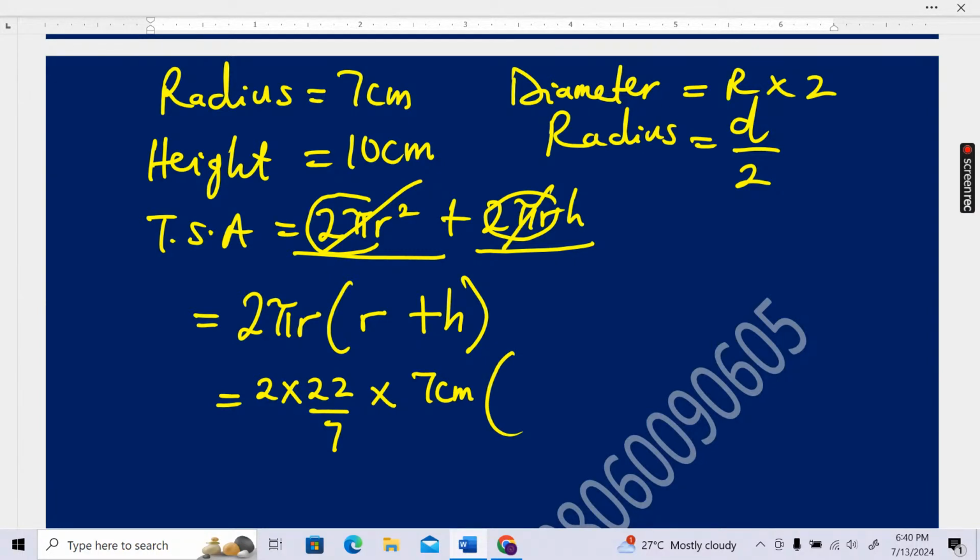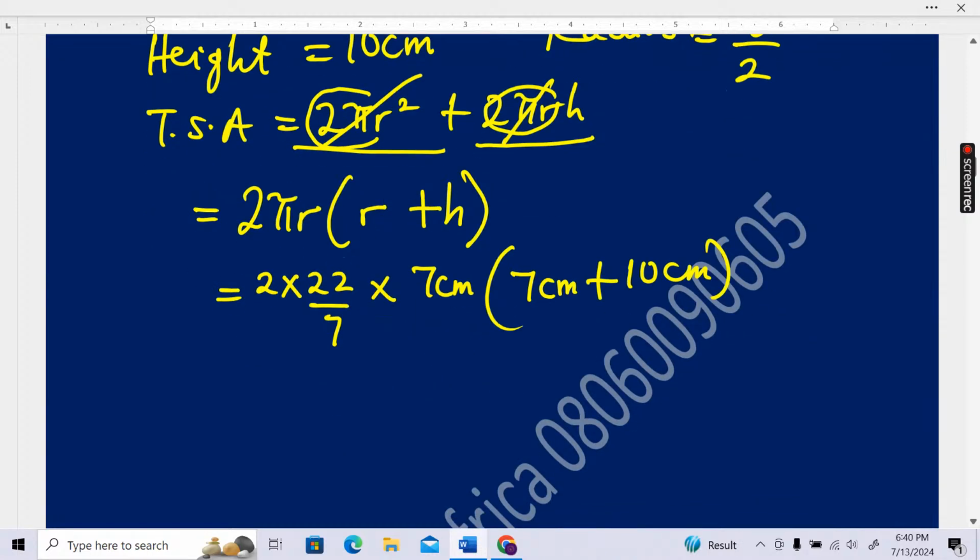Open bracket, radius plus height. The radius is 7 centimeters plus the height, which is 10 centimeters. So can you see this now? So this is giving us a fraction, and we need to simplify this fraction. So 7 into 7 is 1. 7 into 7 is 1. 2 times 22 is equal to 44.